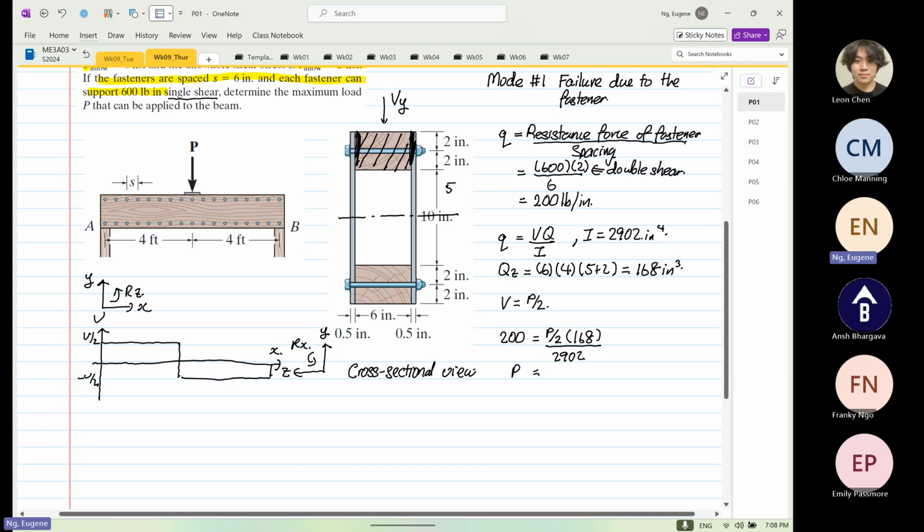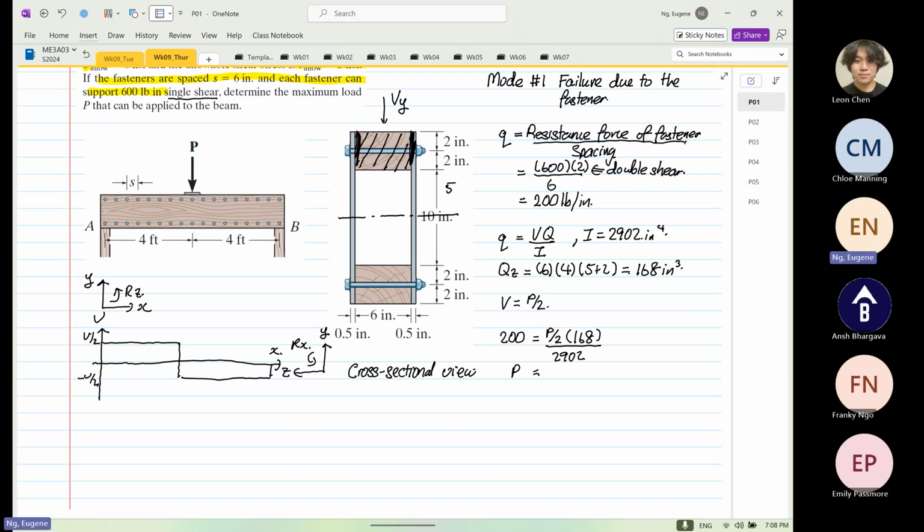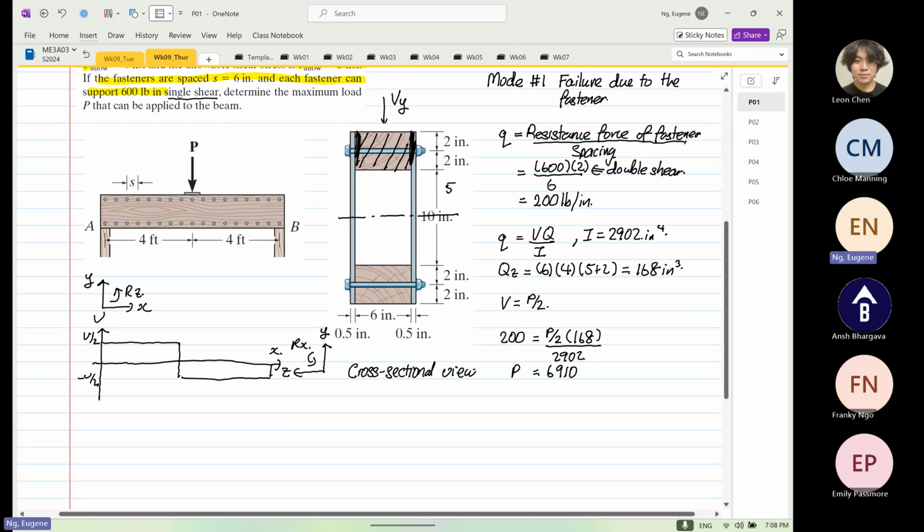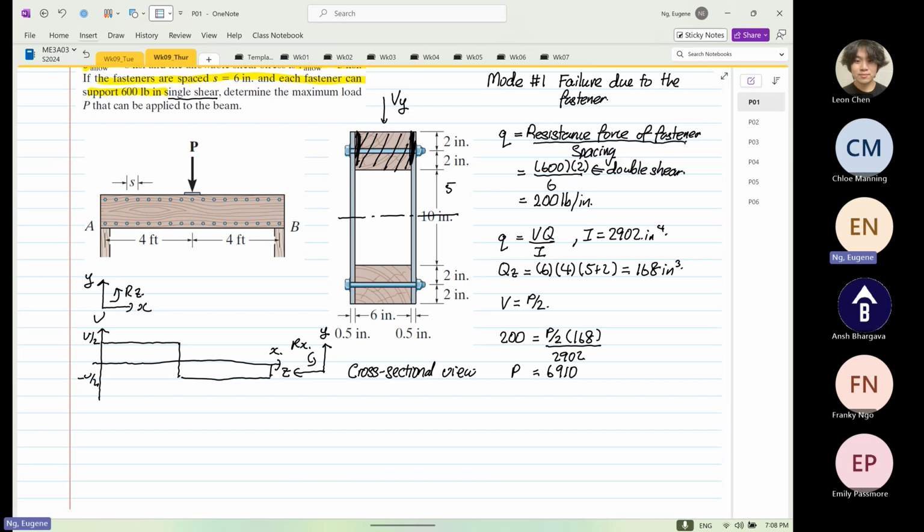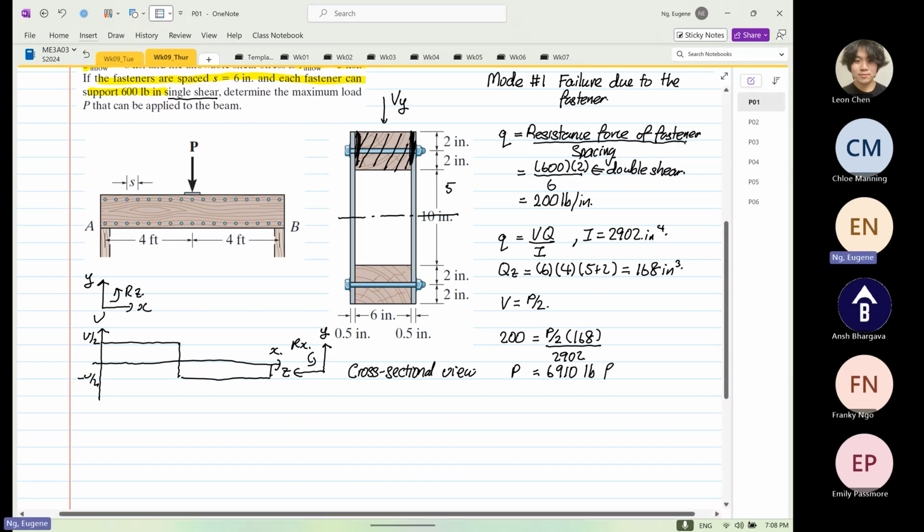So from here, the load due to the fastener is equal to 6909 or 6910. I mean, we're at 200 times 2902 divided by 168 times 2. Yep, 6910 pounds of force. Okay, and this is due to mode 1 failure, i.e., the fastener.